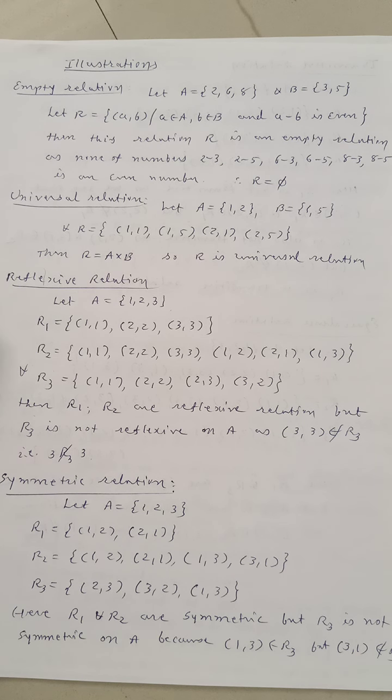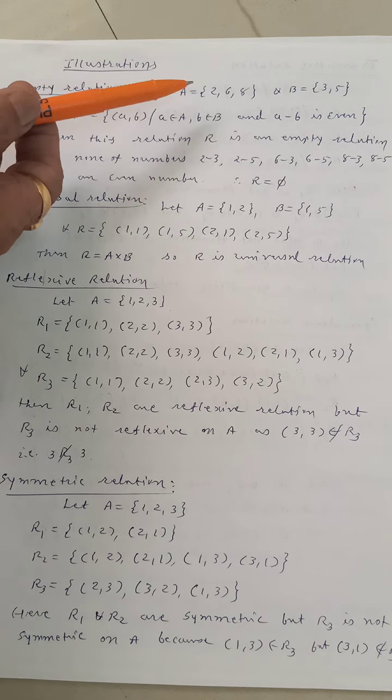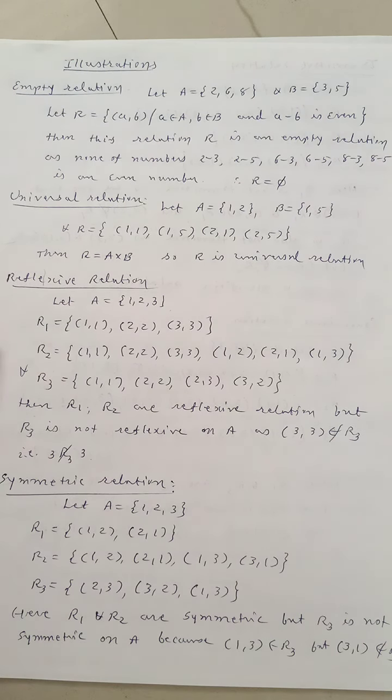We see none of the members are in set R. How do I say this? Check all of you. Suppose I choose from set A the element 2 and from set B 3, that is 2 and 3. So what is the difference 2 minus 3? Minus 1, which is not even. So it is not a member of R.